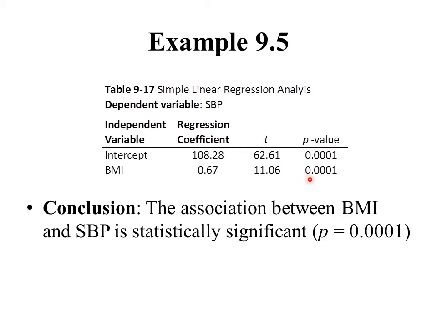Specifically, we're interested in this one right here, which is small, and so that means that body mass index is a significant predictor of systolic blood pressure. Or stated in other words, the association between body mass index and systolic blood pressure is statistically significant. And then we often give the p-value in parentheses like that.